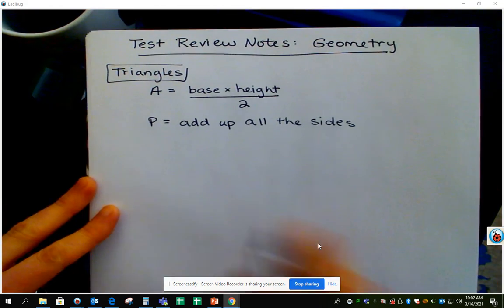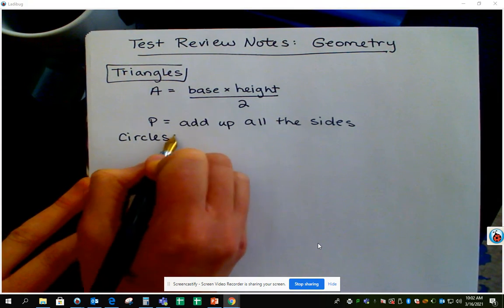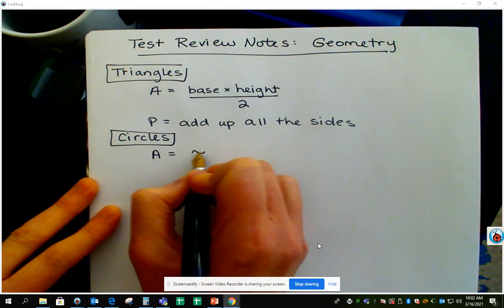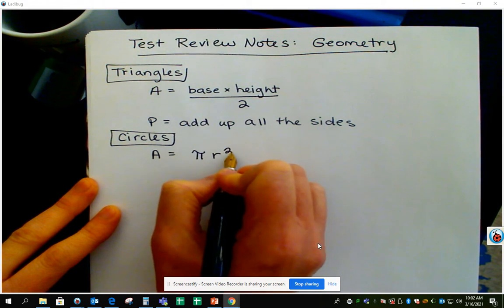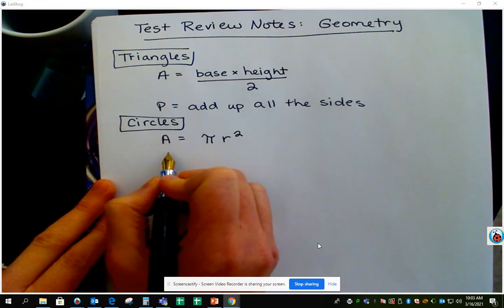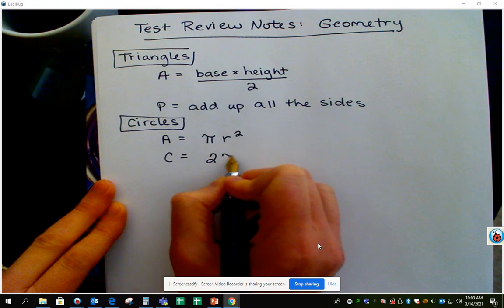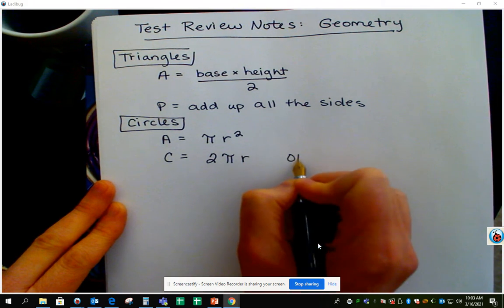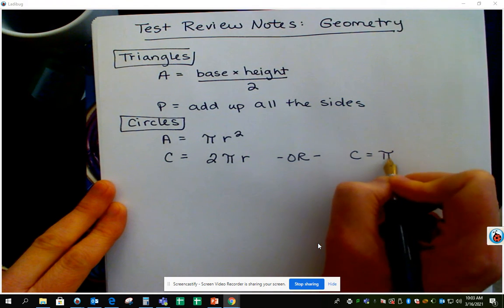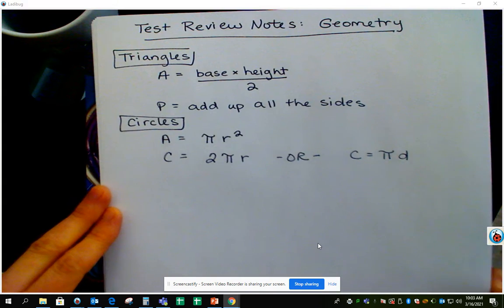Okay, next shape we did was circles. Remember, the area formula for a circle is pi r squared, where r is the radius. If you don't remember that, make yourself a note. Circumference, remember you have a couple options, either 2 pi r or pi d, diameter, right? So radius, diameter.